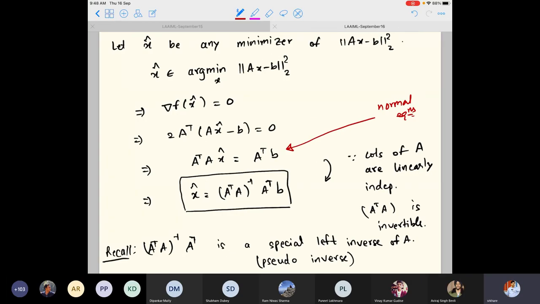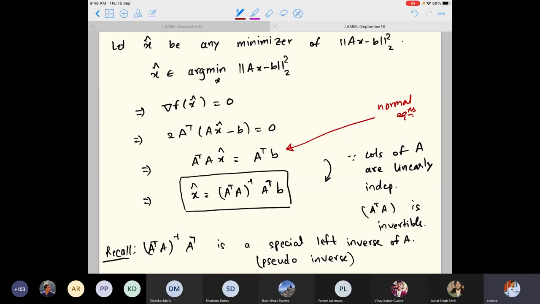Because the columns of A are linearly independent, A transpose A is invertible. If A transpose A is not invertible, in this particular case if the columns of A are not linearly independent, then you do not have a unique solution to this system of linear equations. So please remember, what is the size of A transpose A?